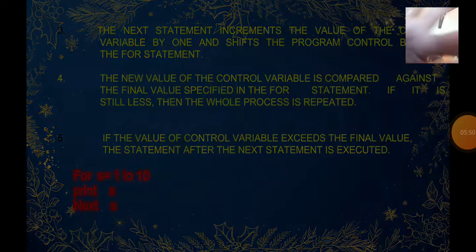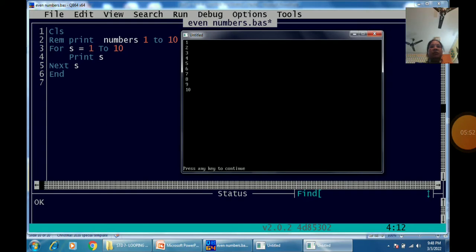Now we will open QBasic and let us see the program. All of you know the first statement is always CLS. The CLS stands for clear the screen. The REM statement stands for what? Remark, right? Here we have given what my program is. The program is to print the numbers 1 to 10.